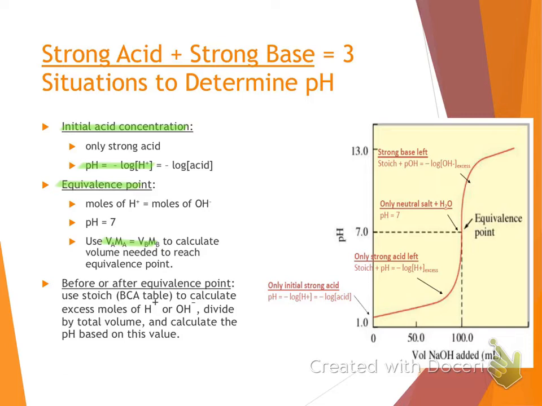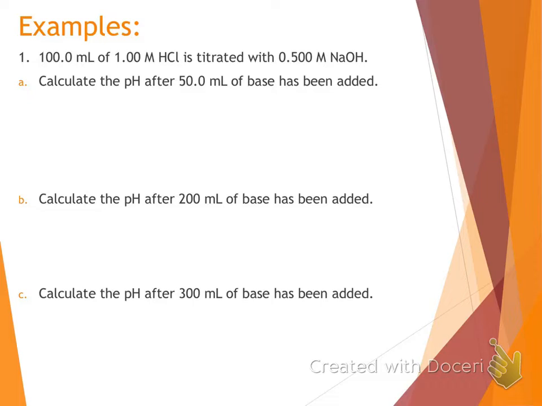So the one that is a little bit of a new calculation is before and after the equivalence point. So pretty much anywhere on the curve outside of our starting position and that equivalence point. Before and after the equivalence point, we're going to need to do stoichiometry, which we can easily do in a BCA table, and figure out how many moles of H+ or OH- are left over. One of them is going to be in excess. Once we find the concentration by dividing by the total volume, we can just take the negative log of that number to get our pH or our pOH. So let's go through and look at a few examples of this.